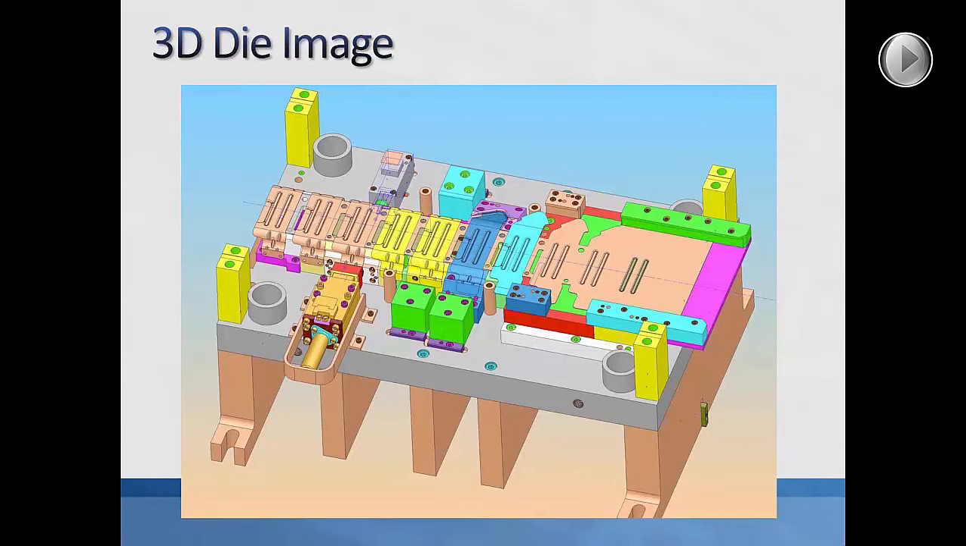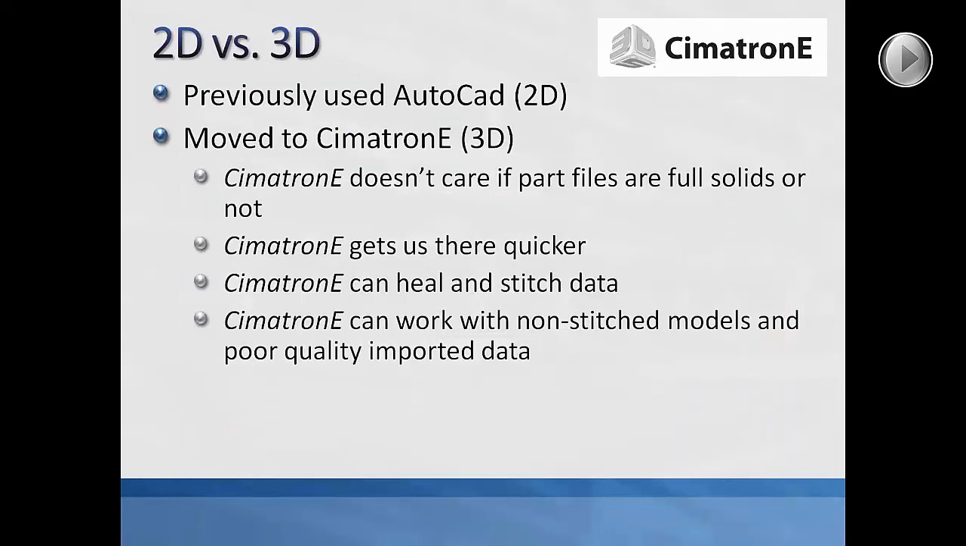We did not do any type of development work. We strictly went out and did it. Now, Cimatron doesn't care if your parts are solid surfaces. It grabs that information and it uses it. CimatronE can help and stitch that data together so that we can use it as a solid. And CimatronE can also work with non-stitch models and poor quality imported data that comes from your customer, so you can continue on and work with that data.